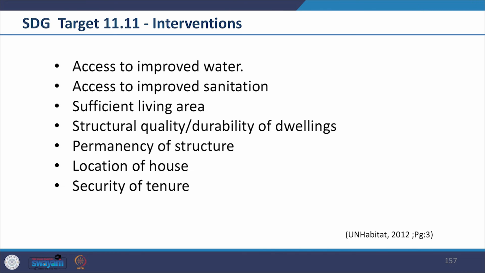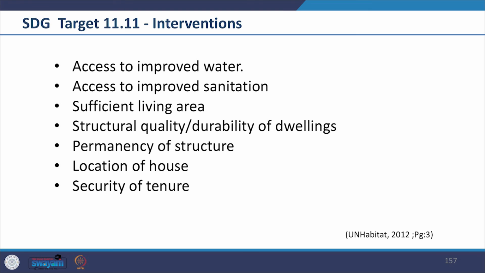We see that they look at access to improved water. It is believed that a household is considered to have access to an improved drinking water source if the household members use a facility that is protected from outside contamination, in particular from fecal matter contamination. So it's an important indicator. Then we see access to improved sanitation. Next, we see sufficient living areas.